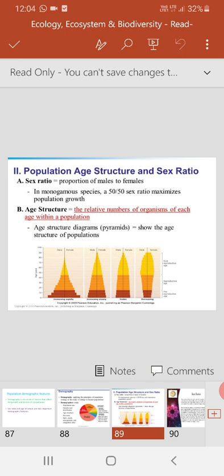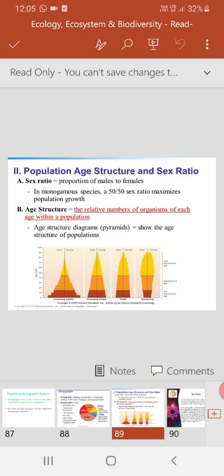Sex ratio is the proportion of males to females in a population, and in a monogamous species, a sex ratio of 50 to 50 maximizes the population growth. That is, the ratio of actual breeding males and actual breeding females must be equal. If there is a difference in the sex ratio, then the size of the population will not grow in the manner of the maximum growth which is possible at equal ratio.